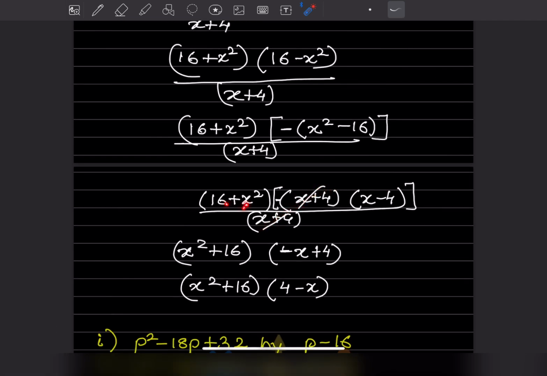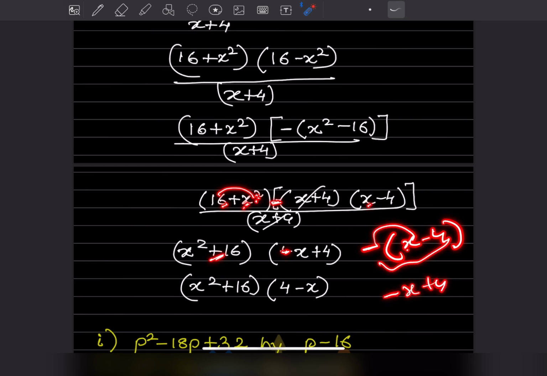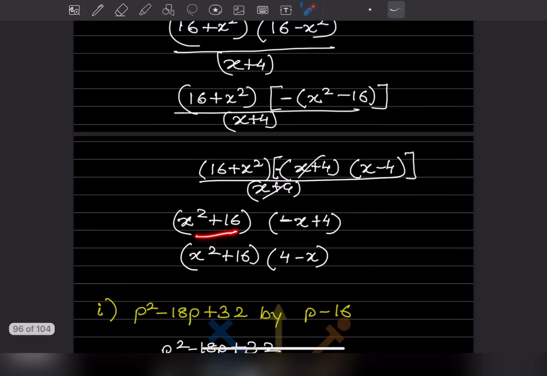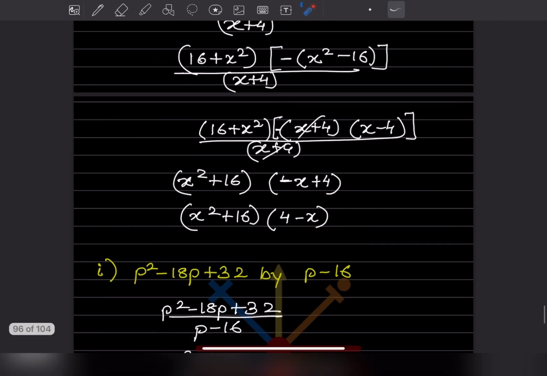So here this one, 16 plus x square, can also be written as x square plus 16. Minus is here, minus, and this is x minus 4. So you can write here if you want separately minus and x minus 4. That is going to be minus x plus 4, minus x plus 4. So here x square plus 16, and this can also be written as 4 minus x. Or we can keep minus x plus 4. Both are the same.